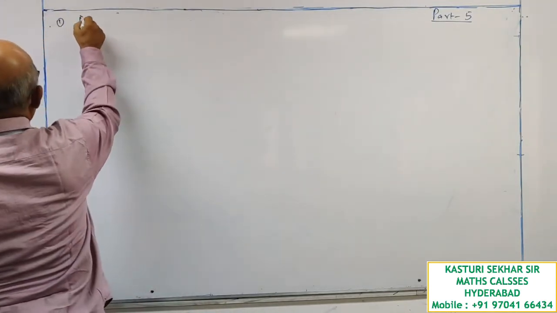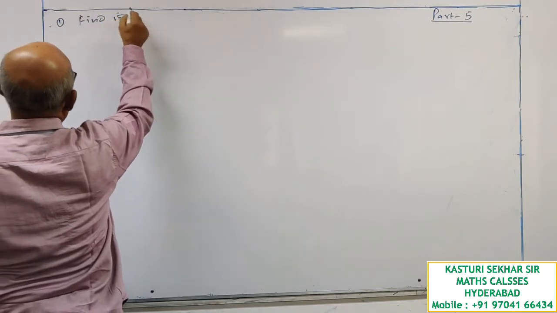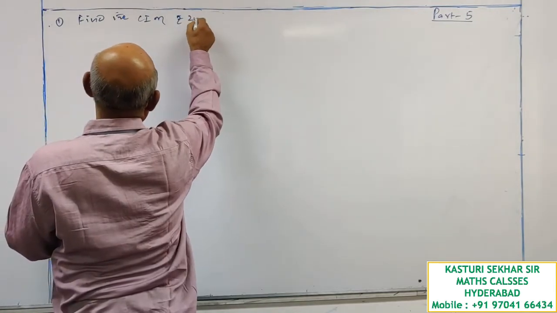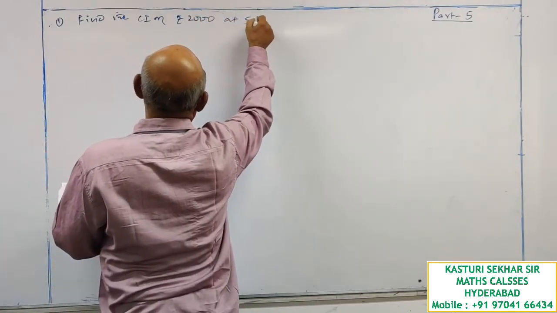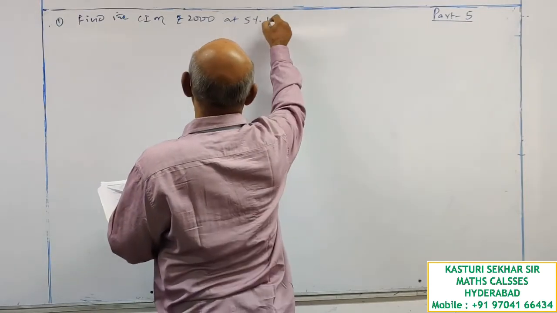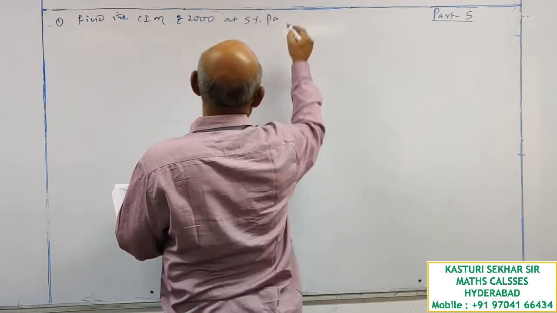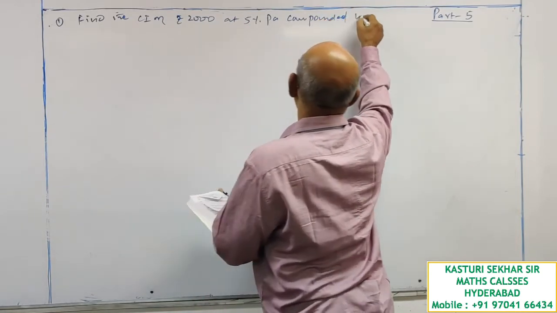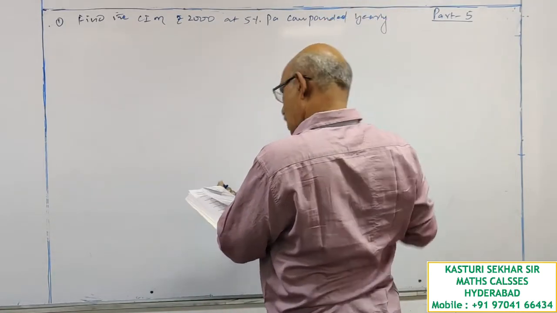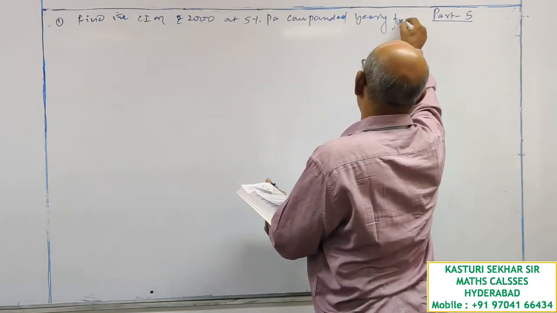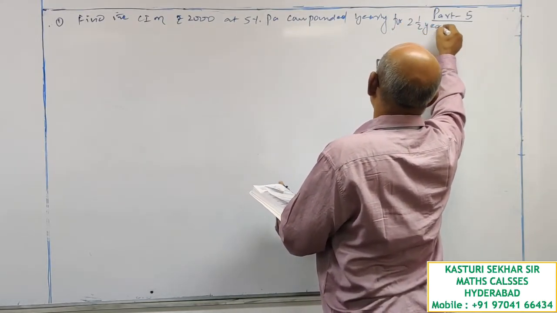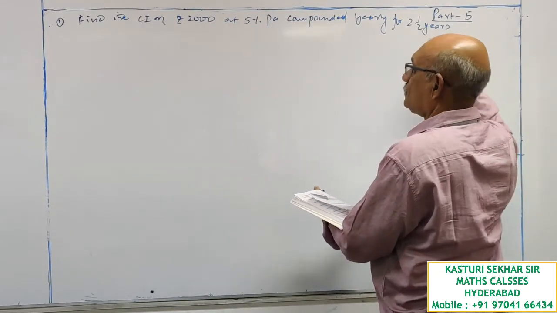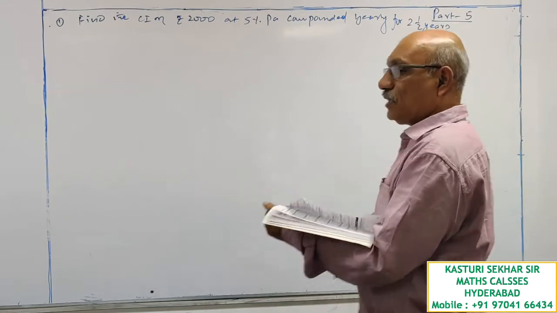Find the compound interest on rupees 2000 at 5% per annum compounded yearly for 2.5 years. This is my question.